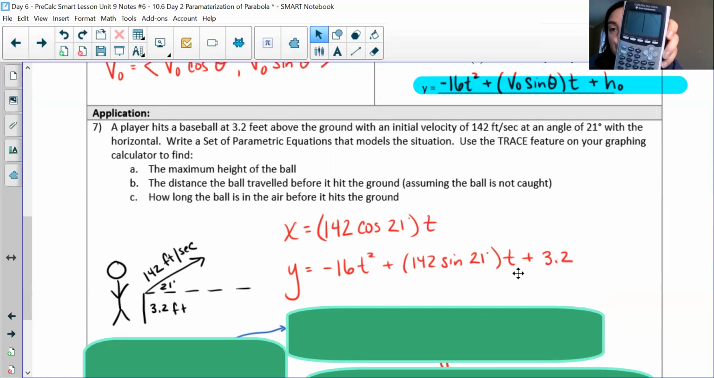All right, so I get a graph that looks somewhat like that, but I'm going to have to change that. So go to my window. X minimum, I'm going to make be -10. X maximum, let's say 200. X scale, go by 5s. Y minimum, -10. Y maximum, we'll say 200 and go by 5s. Okay, now I'm going to graph that.